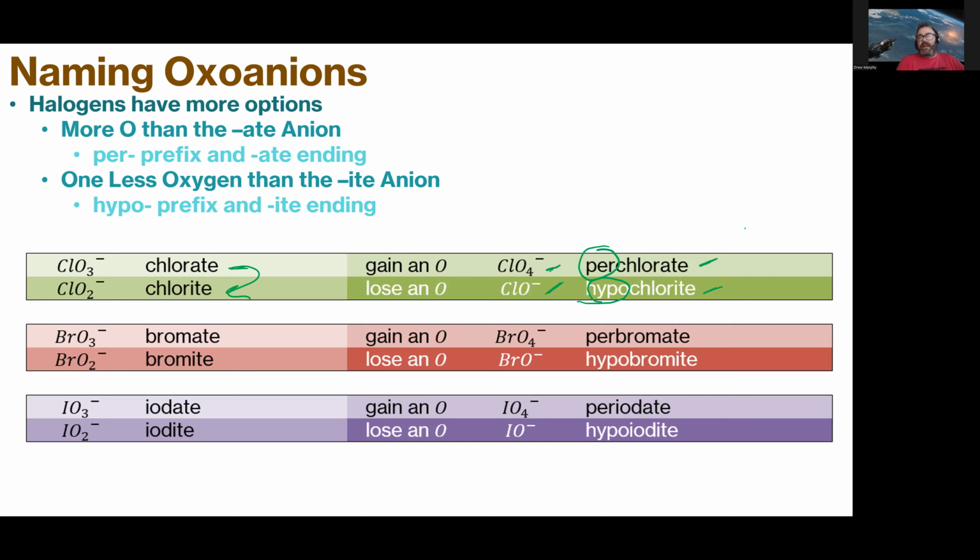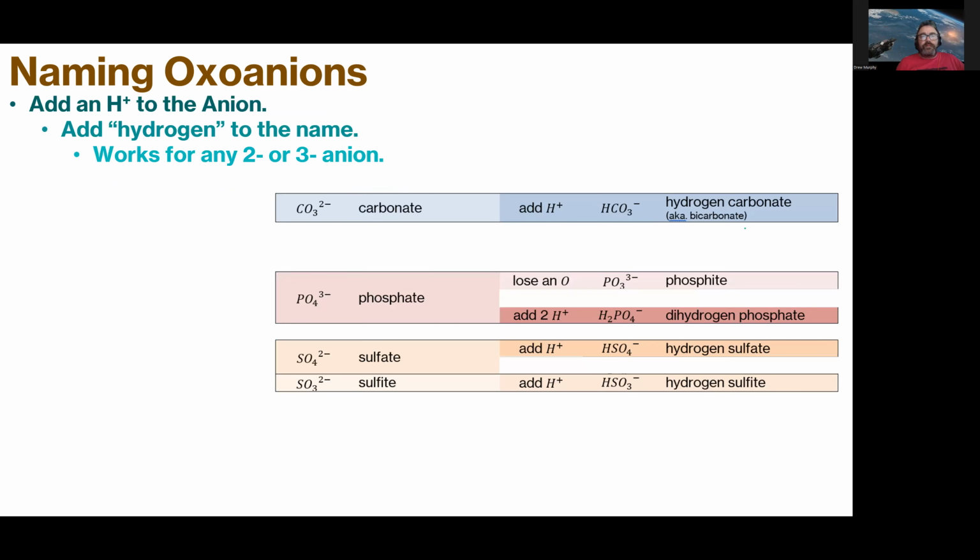And all of the halogens do this, chlorine, bromine, and iodine, and they all follow the same pattern. There are other things that do this, but we're just going to focus on the halogen ones. Another thing we can do is these oxoanions can pick up an H plus from somewhere. This is acid-base chemistry, and we'll see this as we do some stuff later on too.